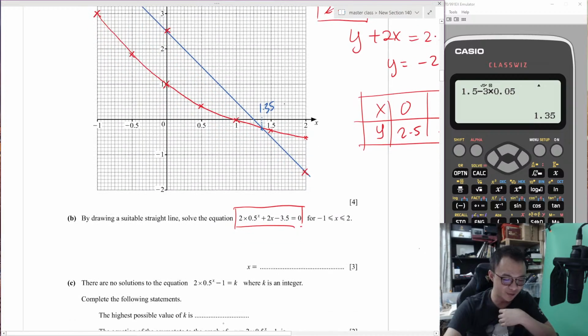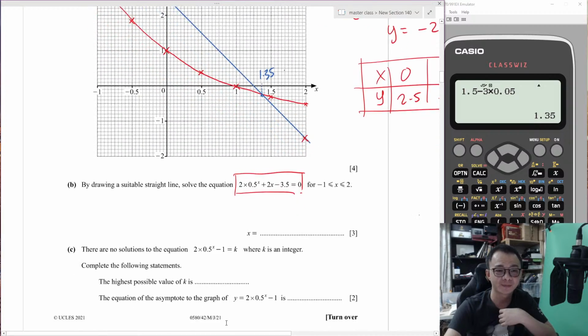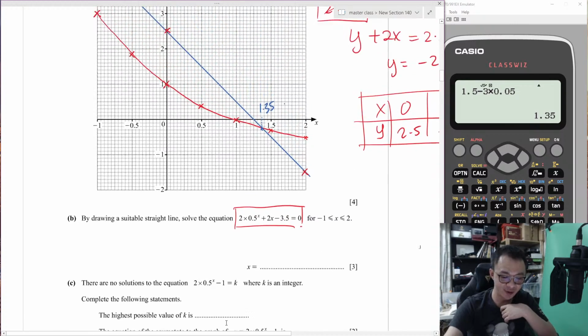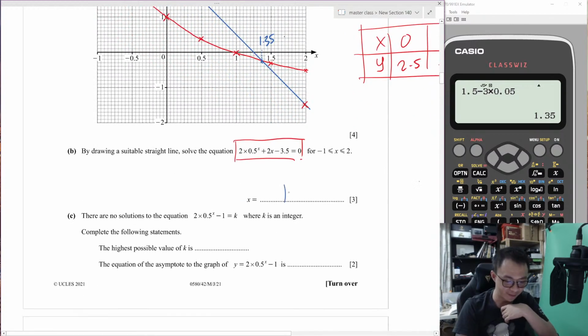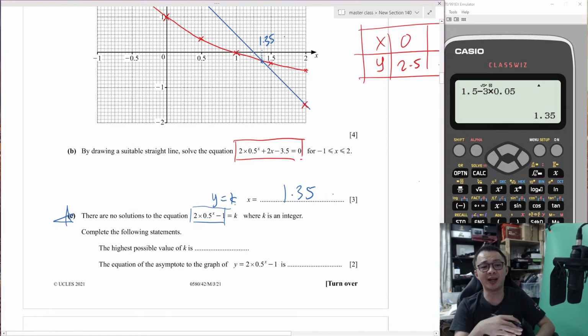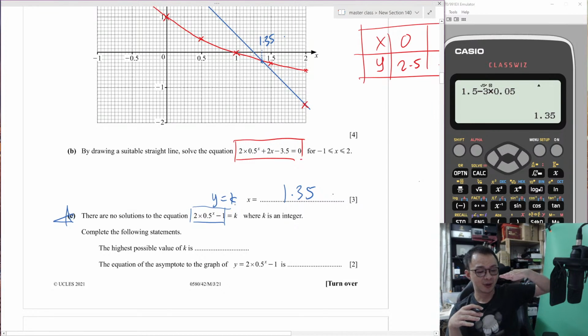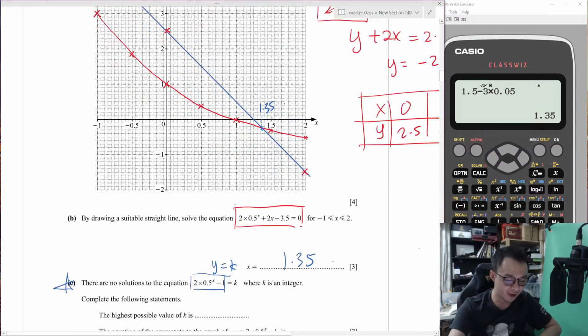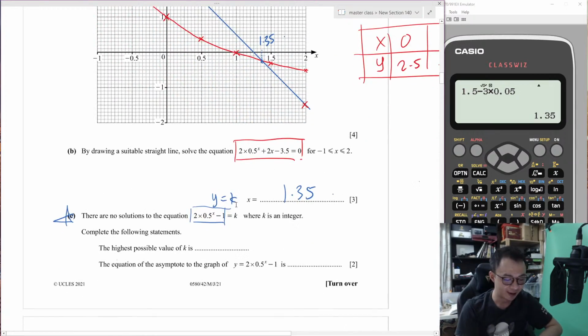Okay, so let's move on to the next one. So this one I would say is 1.75, 1.35, sorry. Alright, this one is a little bit hard, just depending on how you see it. The whole thing is y. y equals k is a horizontal line. So over here, you need to find a horizontal line.